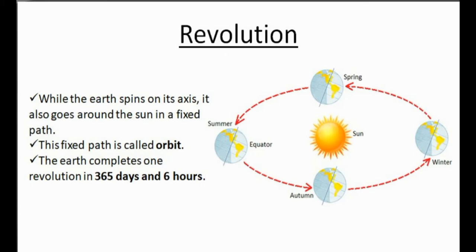Next movement of the earth is revolution. When the earth spins on its axis, it also goes around the sun in a fixed path, and that fixed path is called orbit. And the time taken by the earth to complete one revolution is 365 days and 6 hours.